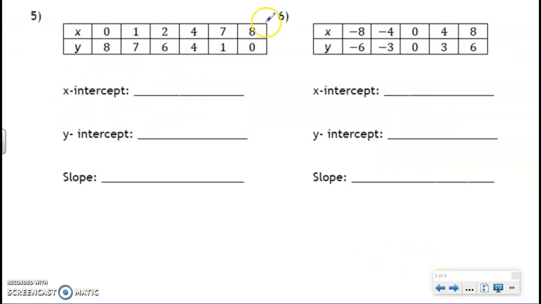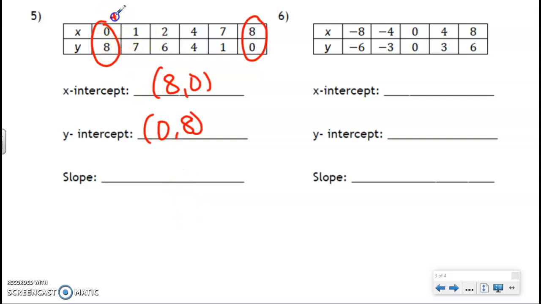Next problem, x-intercept, y-intercept. I'm always going to start with my zeros. Okay, so my x-intercept has a number, comma 0, and my y-intercept has a 0, comma number. Okay, in this case, they're both 8. Now I'm going to look at my pattern here. Notice this is plus 1, plus 1, plus 2, plus 3, plus 1. And this one is minus 1, minus 1, minus 2, minus 3, minus 1.